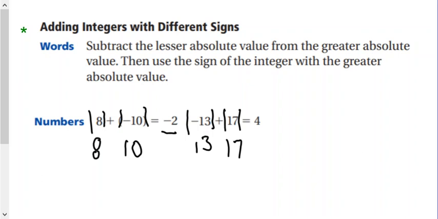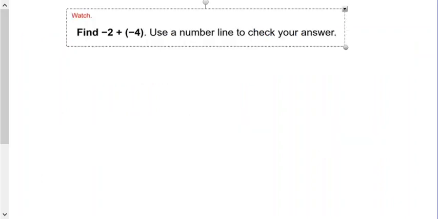Okay, and another way you could do this, like I did at the beginning, is you can use negatives and positives to check your answer, or you could also use a number line. Go ahead and pause and make sure you have this example down in your math notebook. Okay, so there's two different ways I showed you there. We can use the absolute value, or we can use positive and negative representation.